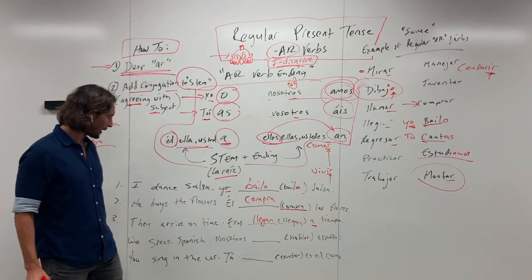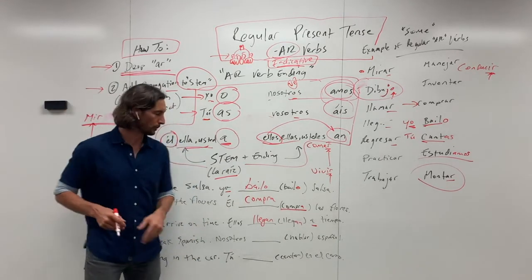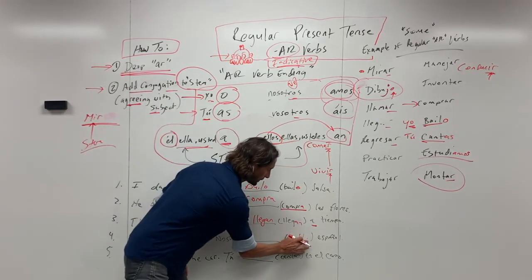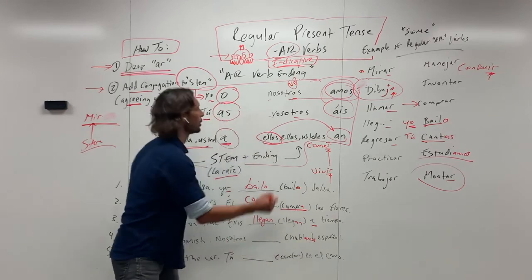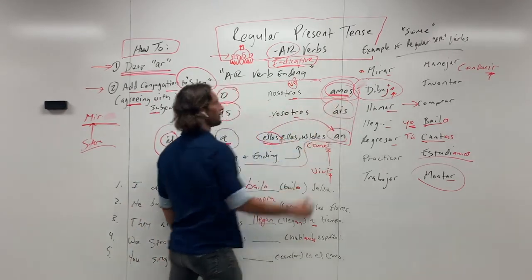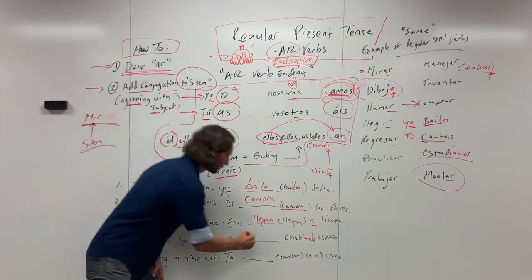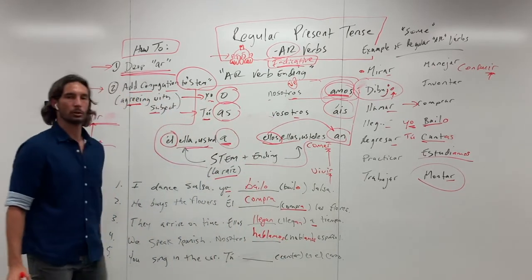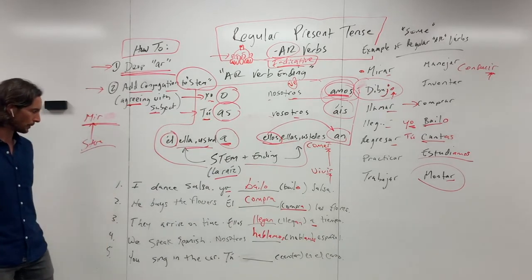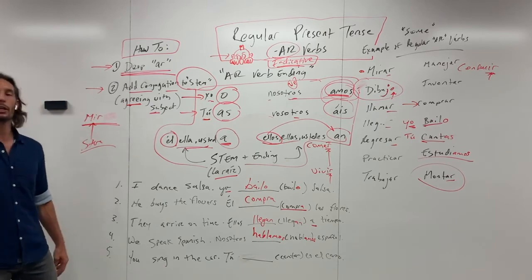Número 4, we speak Spanish. Nosotros blank español. So we have hablar, so we drop the AR, right? Follow our rules, and then we add amos, right? Because we have amos there for nosotros. And so we have we speak Spanish. Nosotros hablamos español. So we speak Spanish. Nosotros hablamos español.